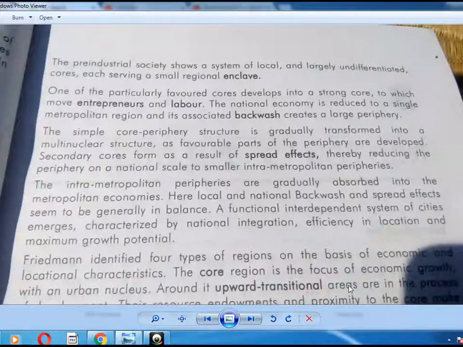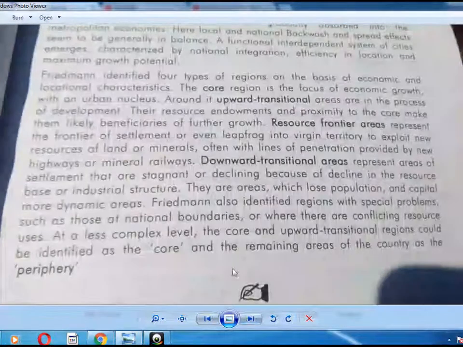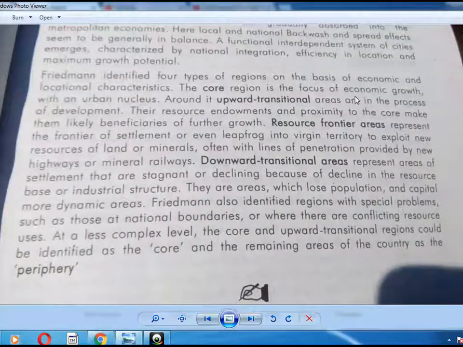The core region is focused on economic growth with the urban nucleus, and around it are upward transitional areas, which are in the process of development. Their resource endowments and proximity to the core area make them likely beneficiaries of further growth.